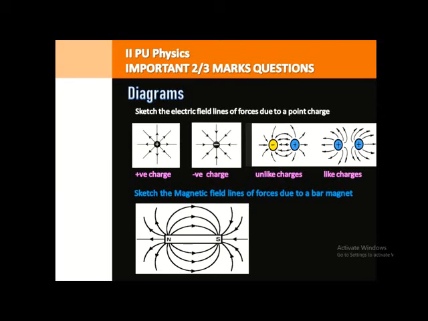Next, they are asking for some diagrams like this. Sketch the electric field lines of force due to a point charge. Point charges may be a positive charge or a negative charge, or two unlike charges, or two like charges. Also sketch the magnetic field lines due to a bar magnet, as shown in the figure.